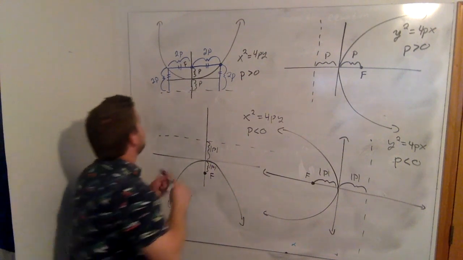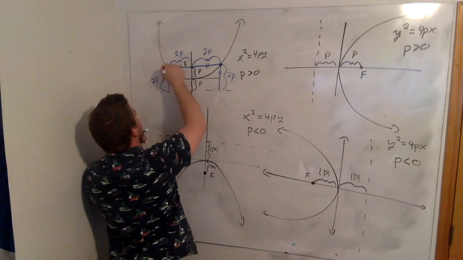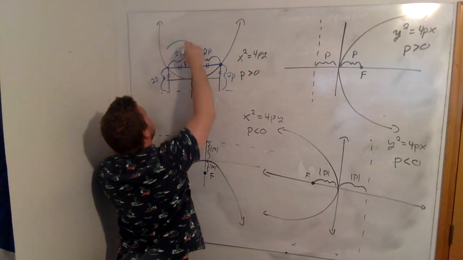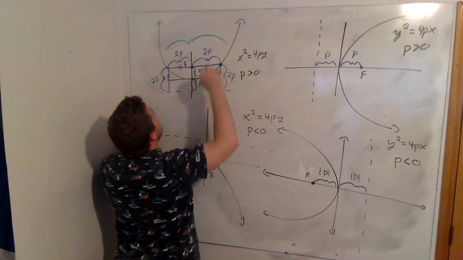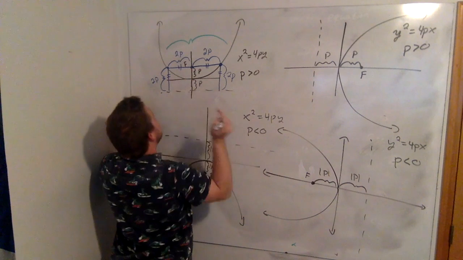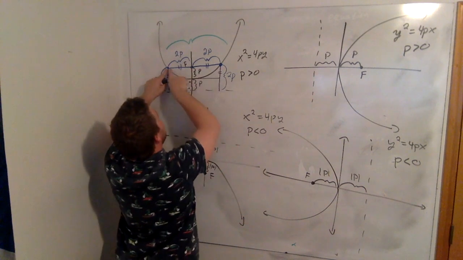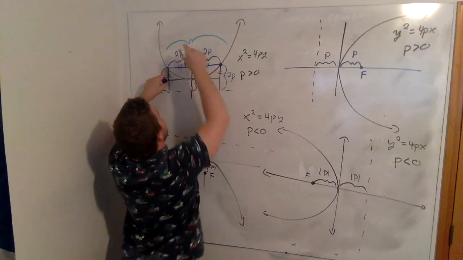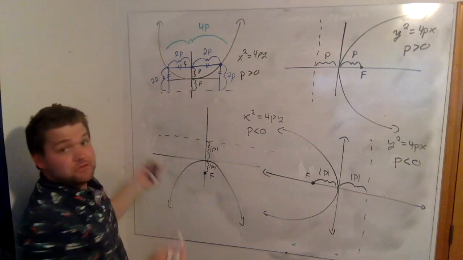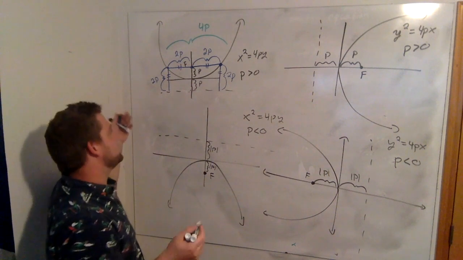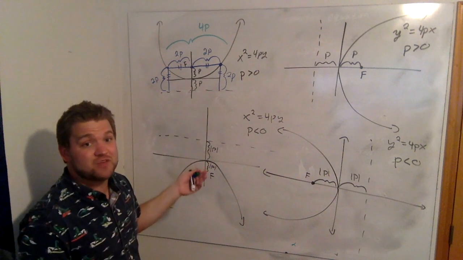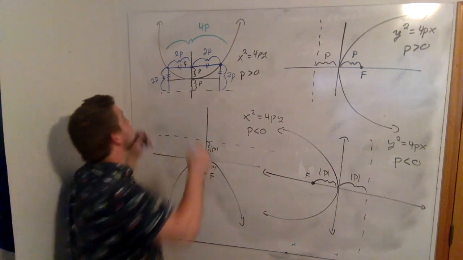So there's this kind of nice measurement that we could make here. That's the distance from here to here. If you were to take a horizontal line and have it run through the focus and have the endpoints of the line be on the parabola, this length right here is going to be 4p. And this line right here does have a special name. It's called the focal diameter.